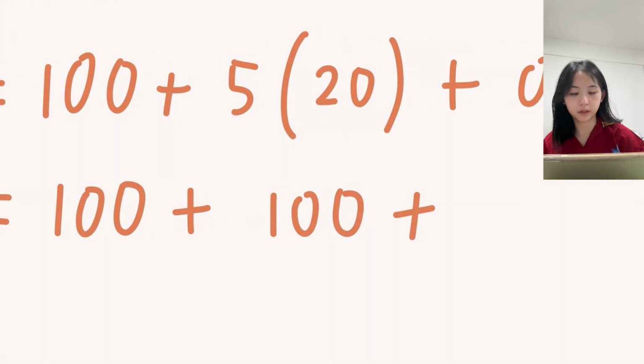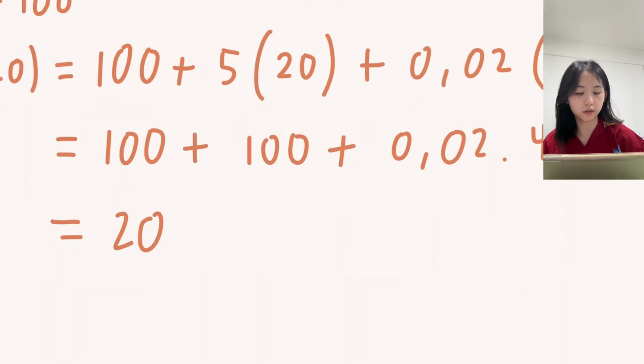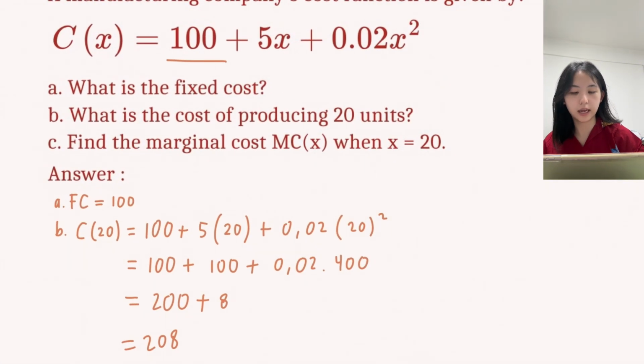And we can count it from here. 100 plus 100 plus 0.02 times 400, and here we got 200 plus 4 times 2 is 8, so the result is 208. So the cost of producing 20 units is 208.